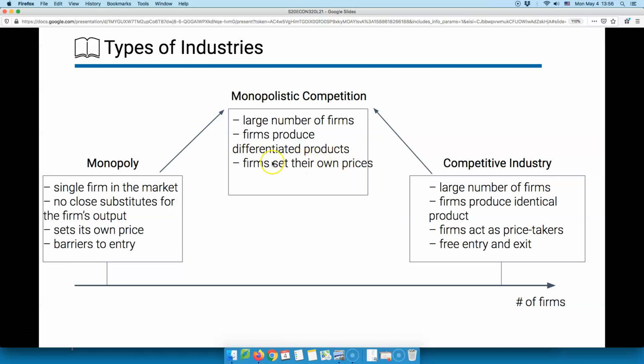Next, firms will be able to set their own prices. So each of them will be facing a downward slope in demand, and they will be picking the price quantity combination on the demand schedule. And finally, there's going to be free entry and exit.